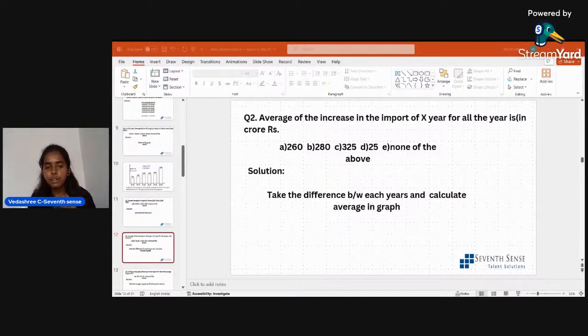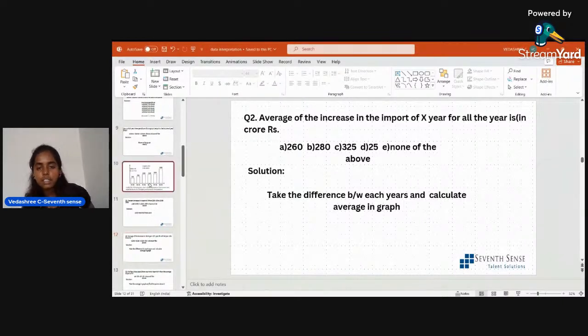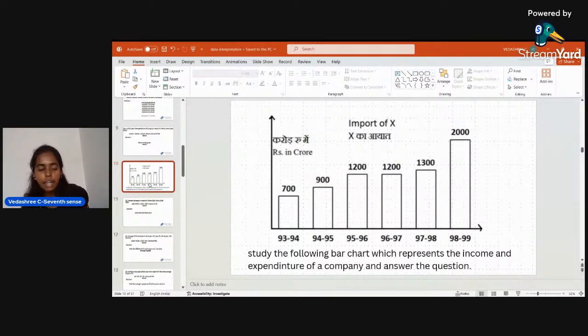So what is the formula to calculate the average? Sum of all values divided by total number of values. So that is the formula to calculate the average. Now take the difference between each year and calculate the average, and tell me the answer. Okay, check the values and calculate the difference.